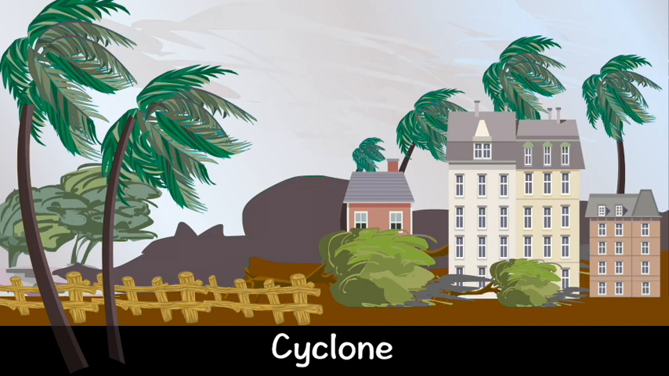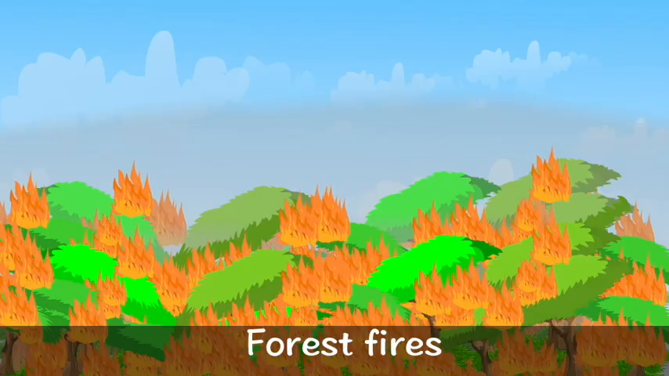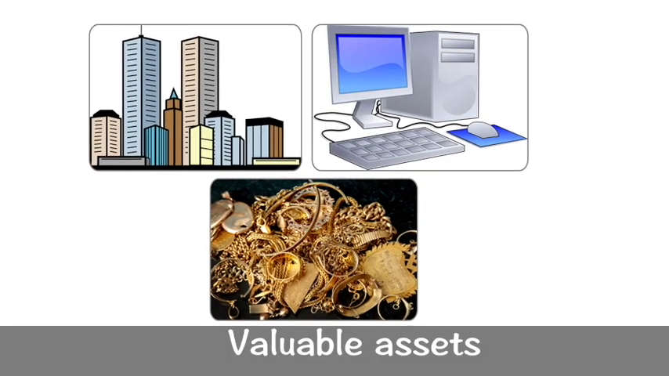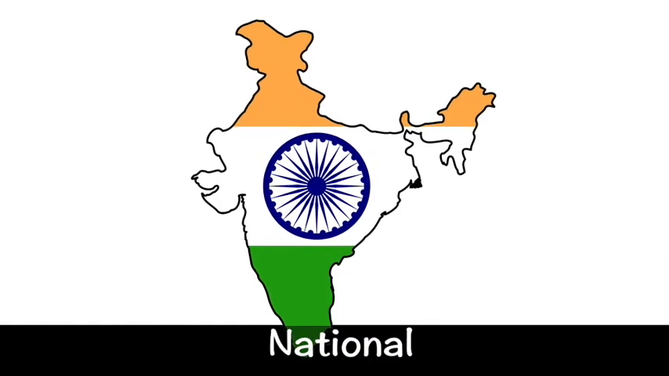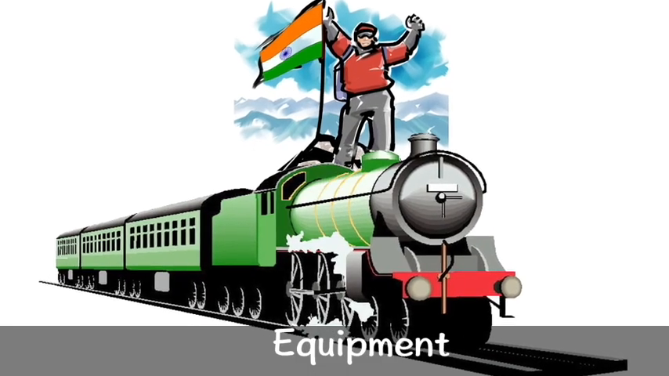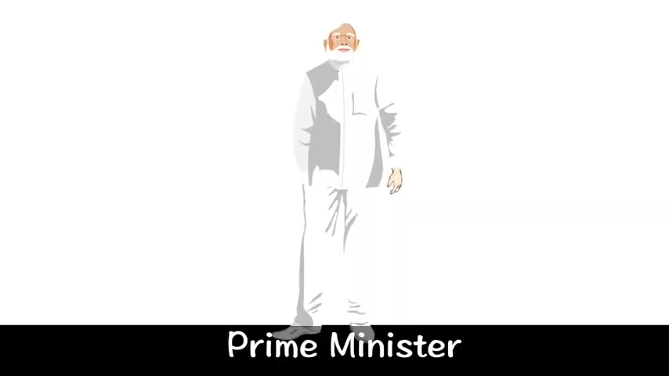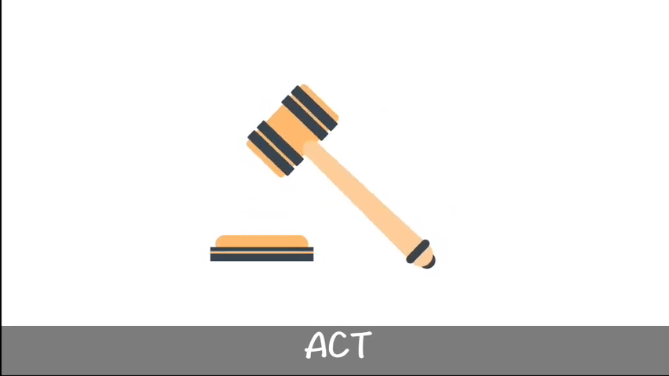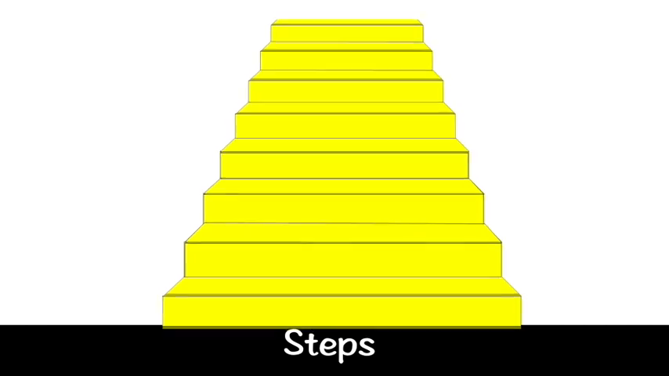Look at the screen. Cyclone, Katrina, forest fires, valuable assets, community people, national equipment, tsunami, approach, prime minister, act, collectors, savings, steps. With these words, you can remember the story, and with this story, you can remember the entire lesson. Let's see how to do it.